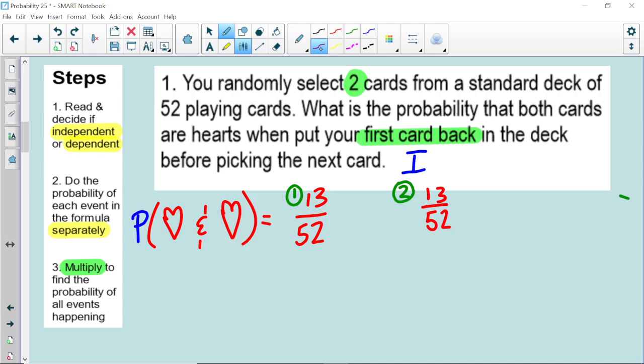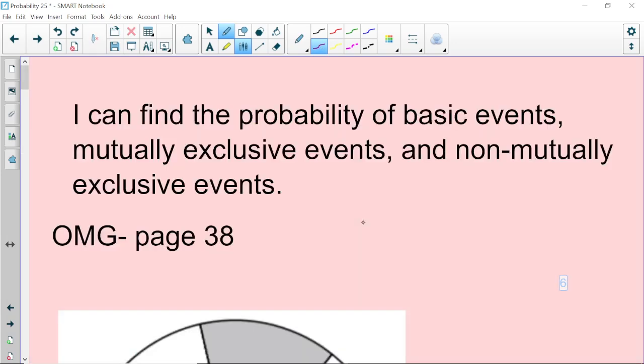All right, so those are our 2 events. We did the probabilities separately. Now step 3 says to multiply our fractions. Multiply to find the probability of all events happening.